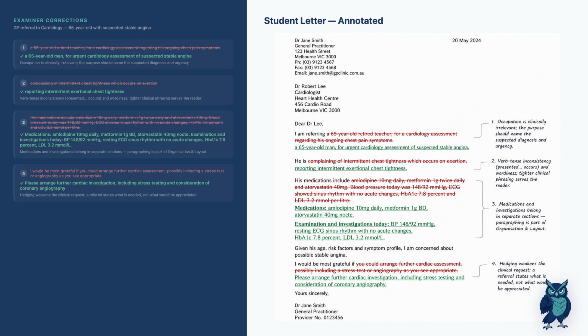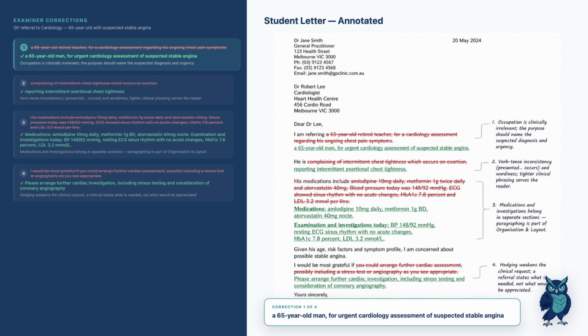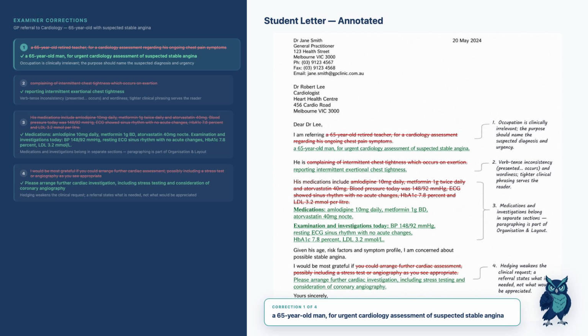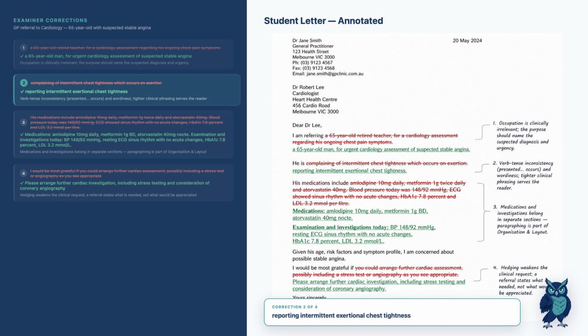You will see it is a reasonable attempt. The structure is there, the intent is clear. But as we go through it, you will notice exactly where marks are being lost. First, look at this phrase: a 65-year-old retired teacher for a cardiology assessment regarding his ongoing chest pain symptoms. This needs to change to a 65-year-old man for urgent cardiology assessment of suspected stable angina. And here is why. Occupation is clinically irrelevant. The purpose should name the suspected diagnosis and urgency.